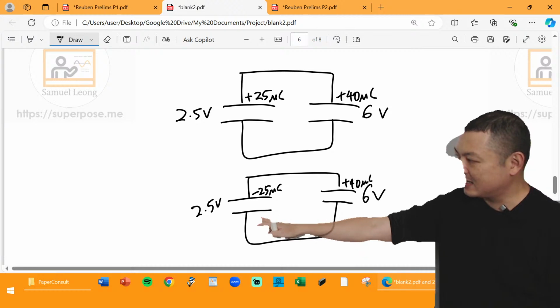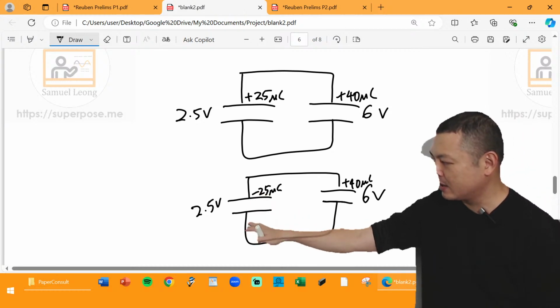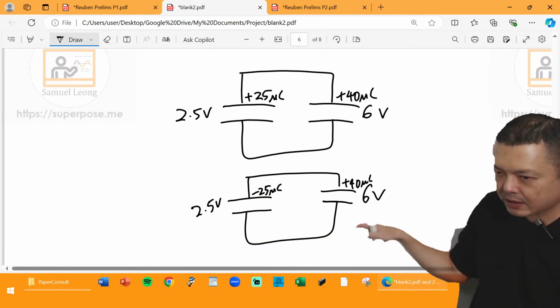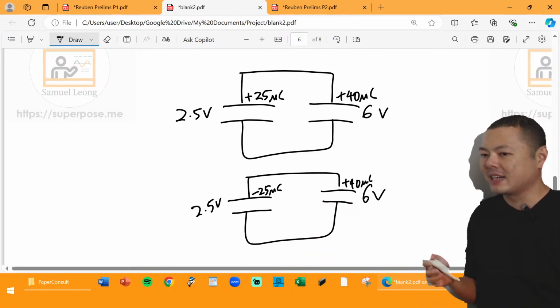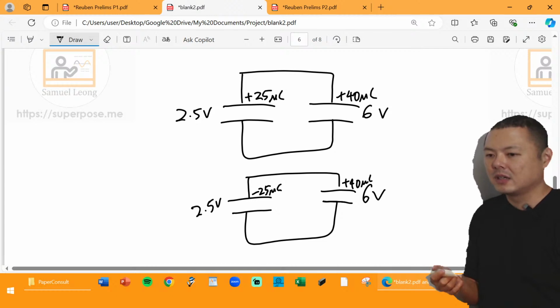So one side here, I mean the bottom side, will be plus 25, the other one is minus 14, right? Yeah, the bottom right will be, but when you do the calculation, it doesn't matter. You just use the magnitude. Just use the magnitude.